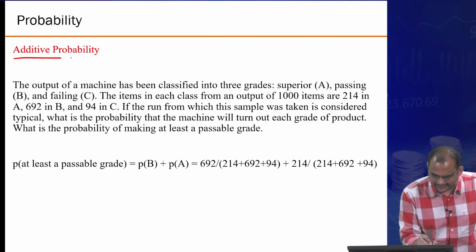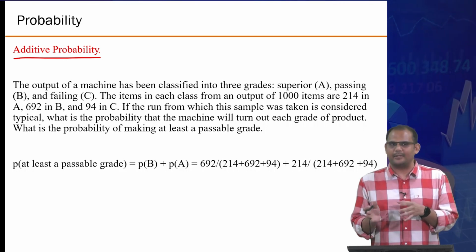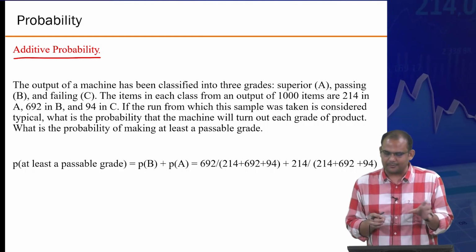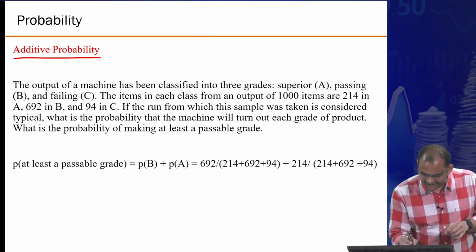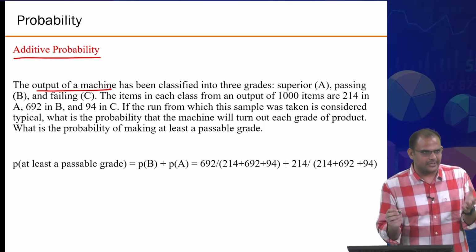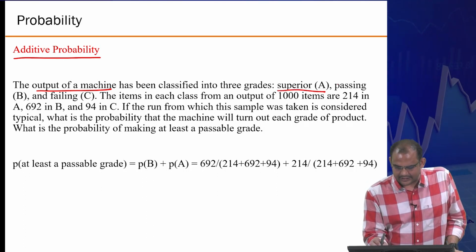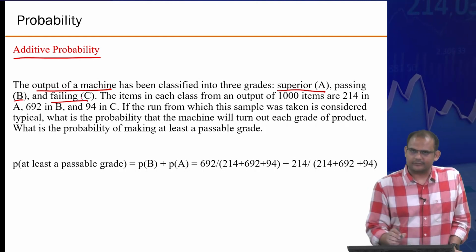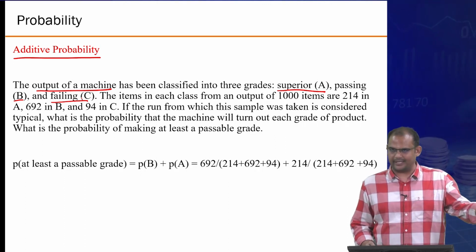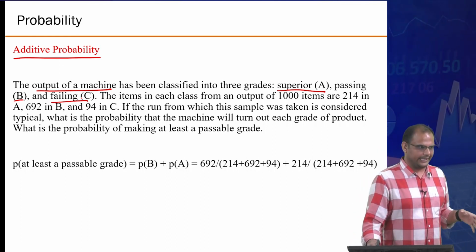In terms of probability, there are only 2 main concepts that I am going to need. One is something called additive probability, and the other is multiplicative probability. I'll give you an example without going into too much detail. Suppose there is a machine whose output is a quality control measure. The machine is producing some sort of output, and this output can be classified into the categories superior, passing, and failing: category A, category B, category C. So a product coming out of the machine is either superior quality, just passes the quality criteria, or fails the quality criteria, right?